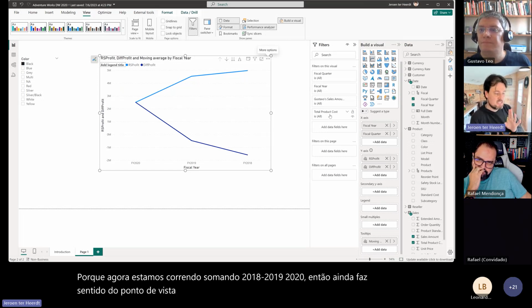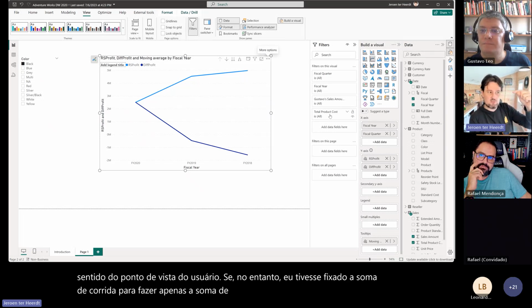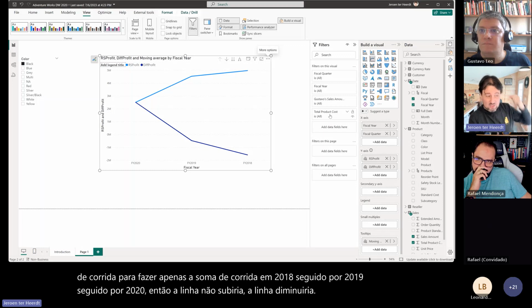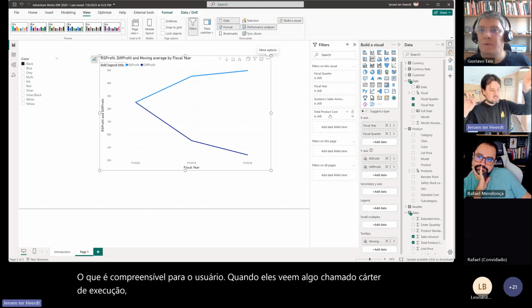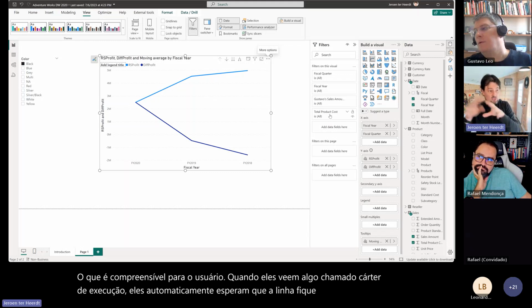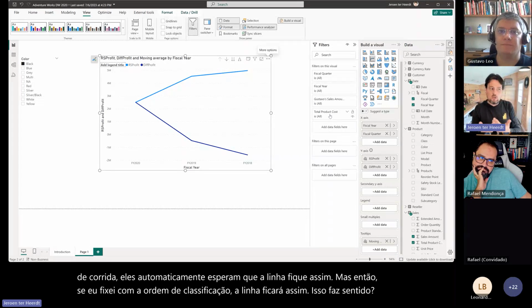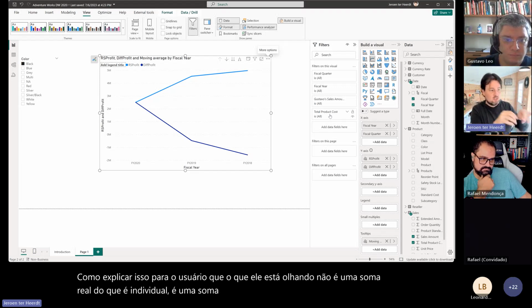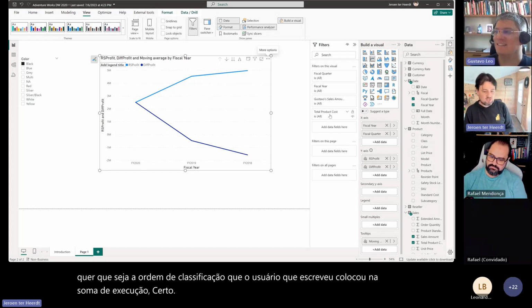If, however, I had pinned the running sum to only do the running sum over 2018, followed by 2019, followed by 2020, then the line would not go up. The line would go down. Is that comprehensible to the user when they see something called running sum? They automatically expect the line to go like this. But if I pinned it down with the sort order, the line would go like this. How do we explain to the user that what they're looking at is not an actual running sum of what's in the visual, it's a running sum of whatever sort order the person who wrote it put into the running sum? How do we explain that to the user is a tough challenge.